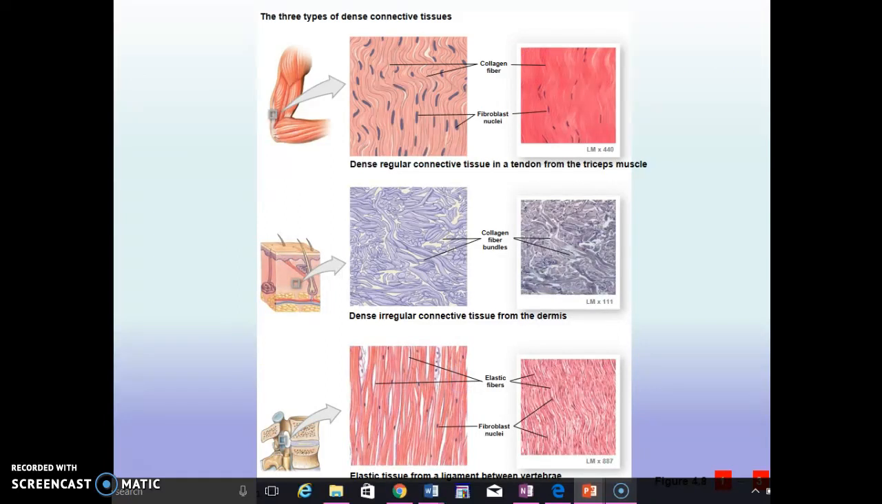Dense regular connective tissue is found in tendons and ligaments, and you can see the pink collagen fibers and the fibroblast nuclei. Dense irregular tissue is found in the dermis, and those collagen fibers are abundant, but in an irregular formation. And elastic fibers have a different look.